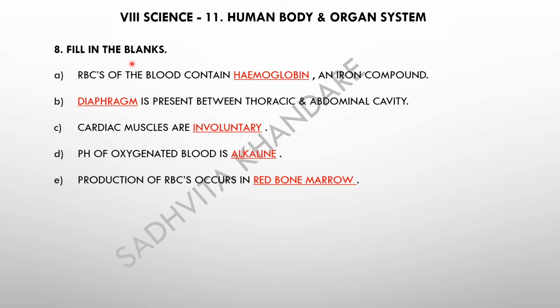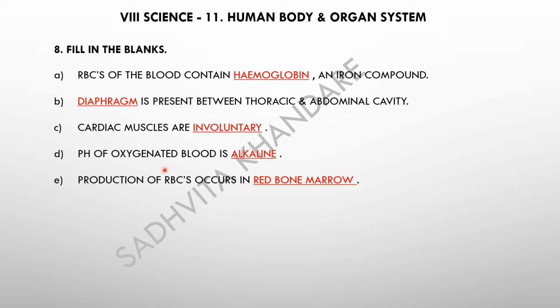Fill in the blanks. RBCs of blood contain dash and iron compound. Iron compound is hemoglobin, children. Dash is present between the thoracic and abdominal cavity. The stomach and lungs are separated by the diaphragm. Cardiac muscles are involuntary. The movement takes place on its own. So that is involuntary. We are not conscious about it.